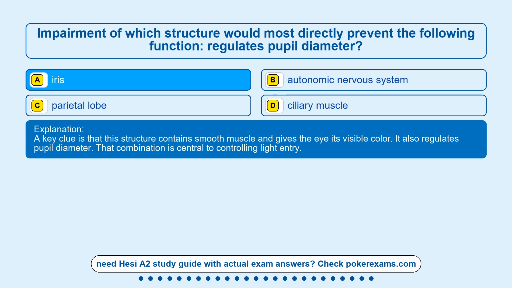A key clue is that this structure contains smooth muscle and gives the eye its visible color. It also regulates pupil diameter. That combination is central to controlling light entry.